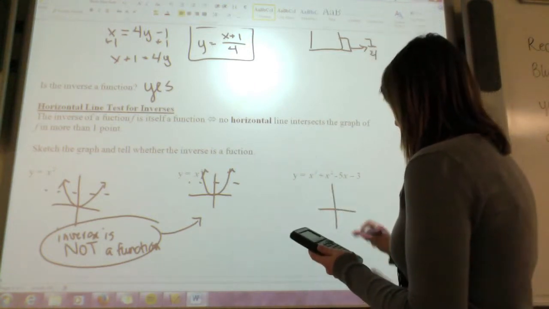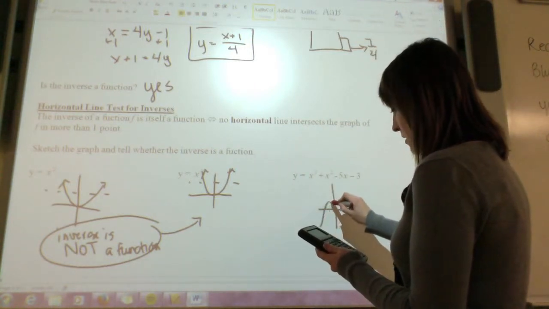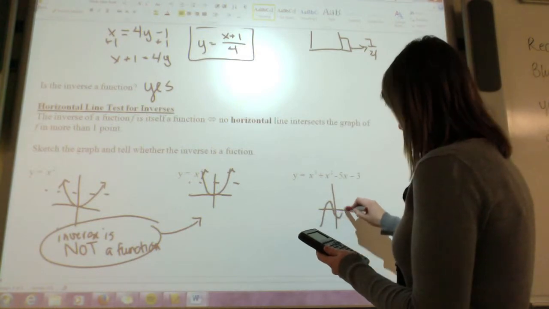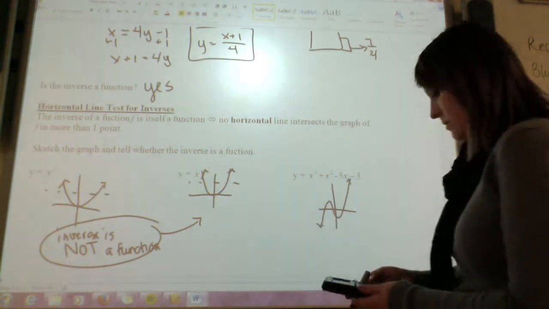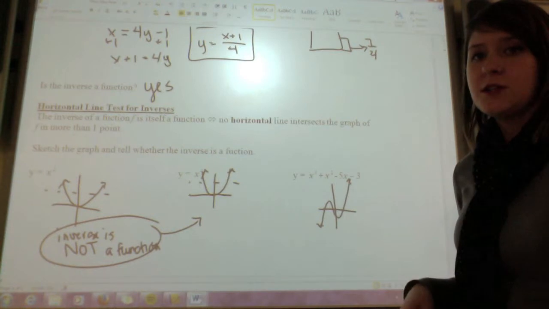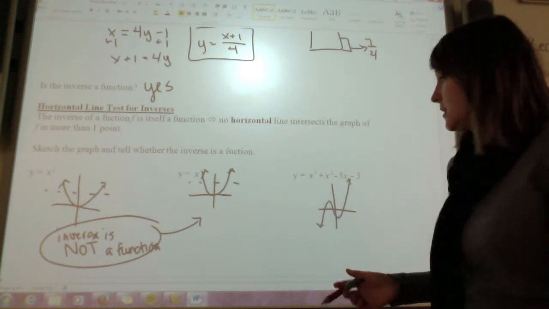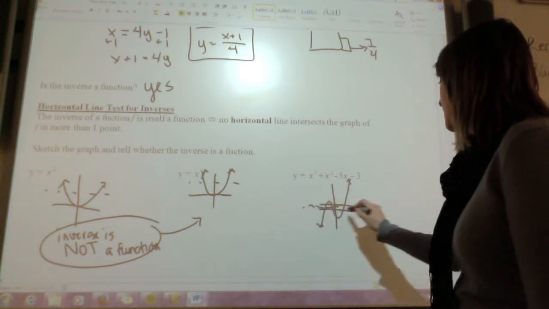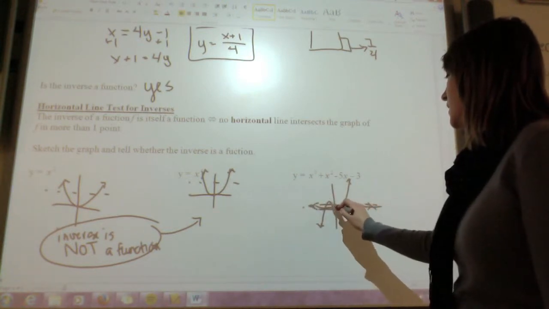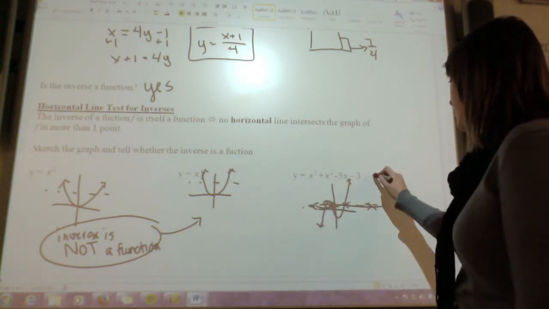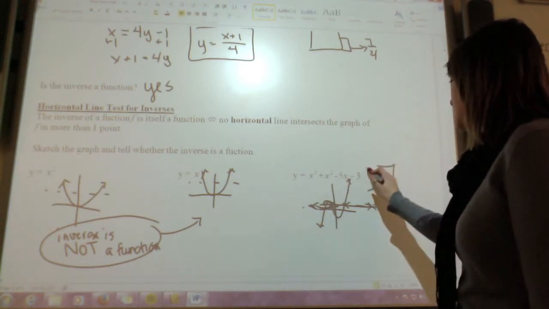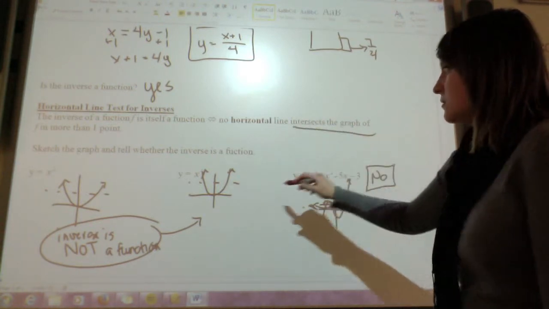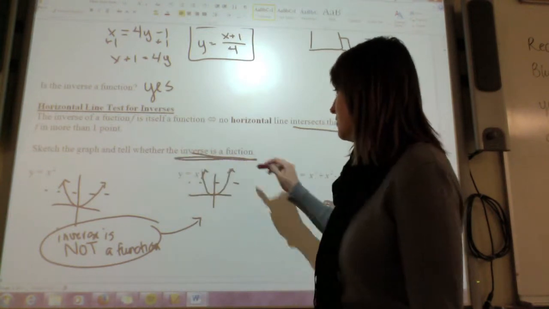When I graph that equation, I get something like this. Okay, so again, I need to determine, would this pass the horizontal line test? And the answer is no, because if I draw this horizontal line in here, okay, I can see that it's hitting at more than one point, therefore, no, the inverse is not a function.